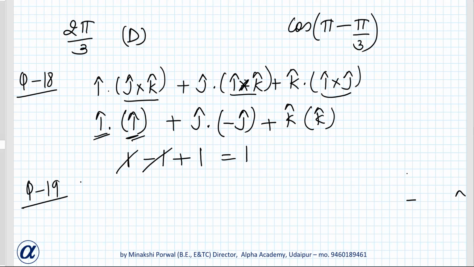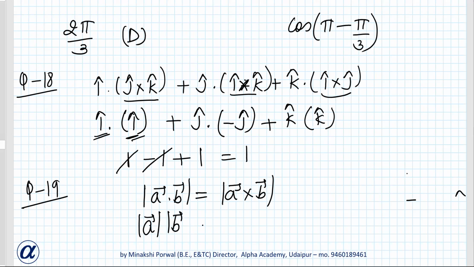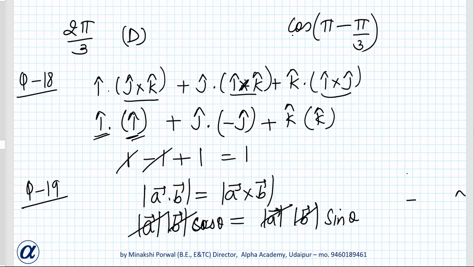Then question number 19. If theta is the angle between two vectors such that mod of a cross b equals a dot b, when theta is equal to. So it is equal to mod of a mod of b sine theta equals mod of a mod of b cos theta. Cross product is sine theta. This and this cancel, this and this cancel. Sine theta equals cos theta.